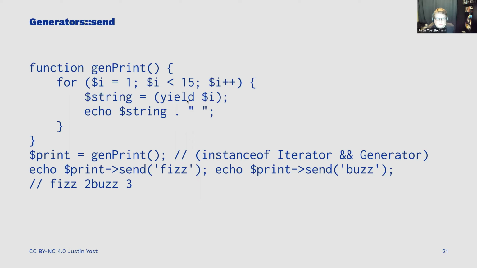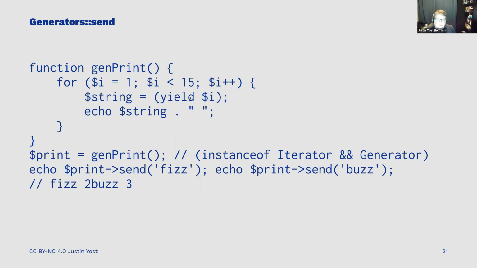We come back around, we pause the execution at this first yield, right? This send says, find the first yield and pause execution and pass in this value. This one gets eaten up. We don't do anything with it. It doesn't actually get returned anywhere. So string is equal to fizz, we echo fizz and a blank space. Loop back around, I gets incremented by 1. So now I is equal to 2, 2 is still less than 15.